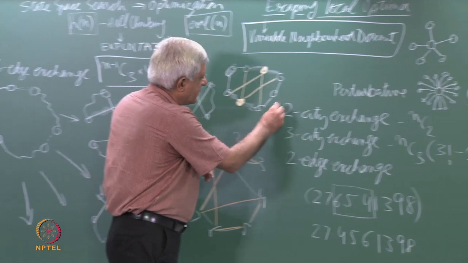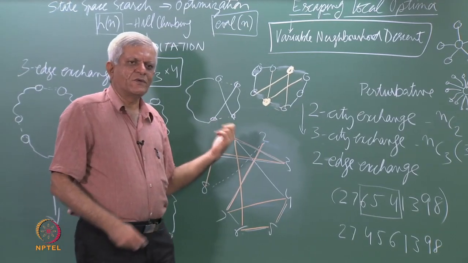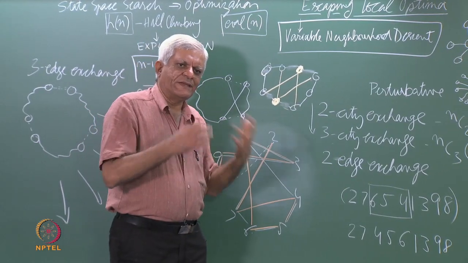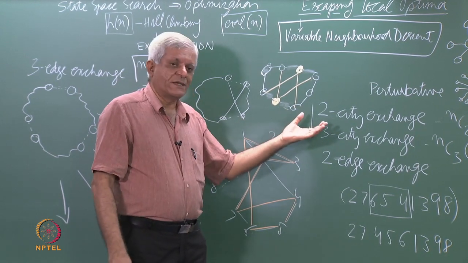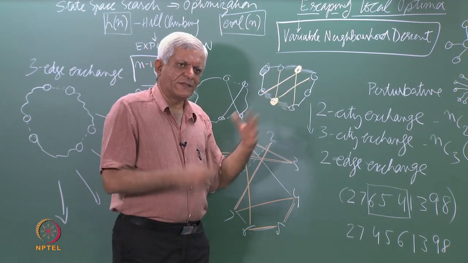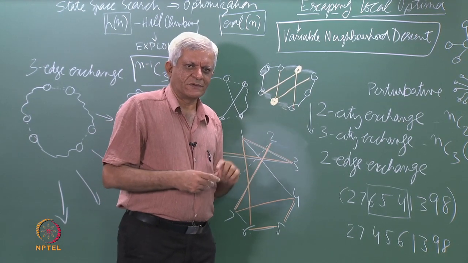So, the more the cities or the edges you remove, the more the ways you can put them back in, and the more the ways you can remove them in, and they give you denser functions. So, that is one mechanism for doing that.